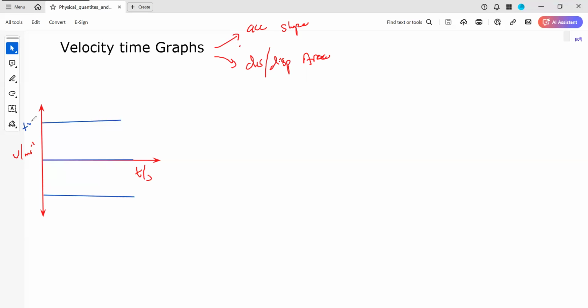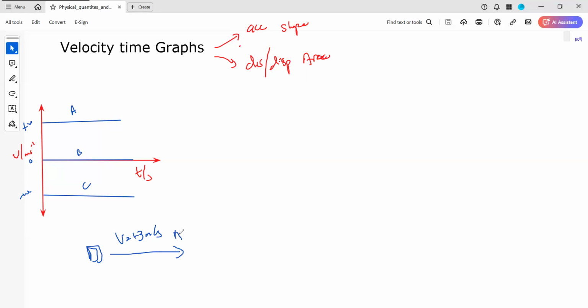This shows it's a positive velocity. This shows it's a negative velocity. This shows that the velocity is 0. How are they all different from each other? The first one, for example, if I say A, B, and C, the first one, A, means that the object is moving at a constant velocity. If the right-hand side I consider as positive, maybe this object is moving at a constant velocity of 3 meters per second towards the right.